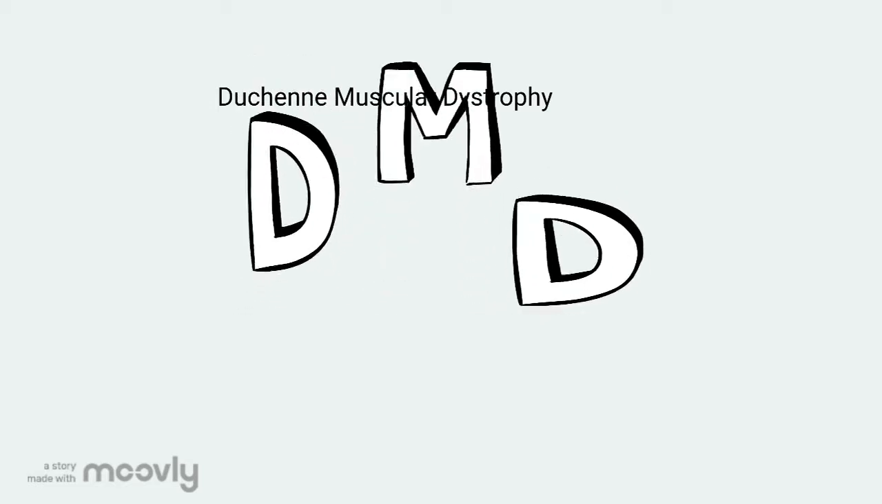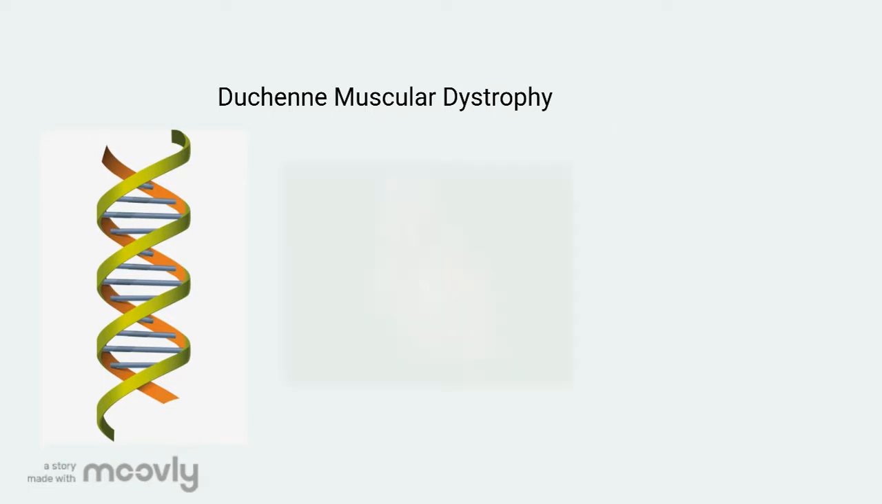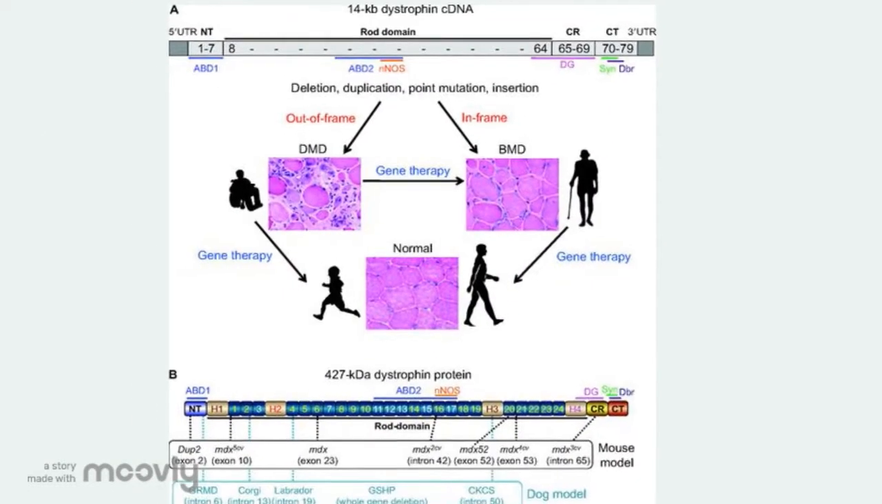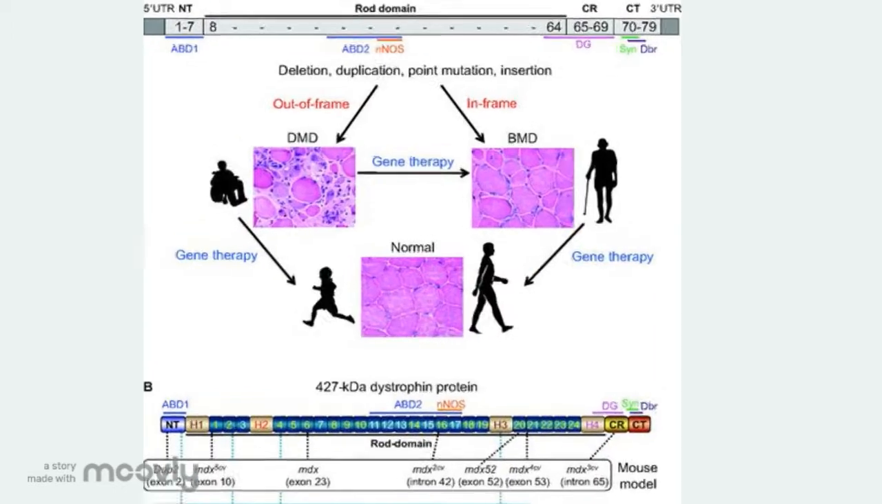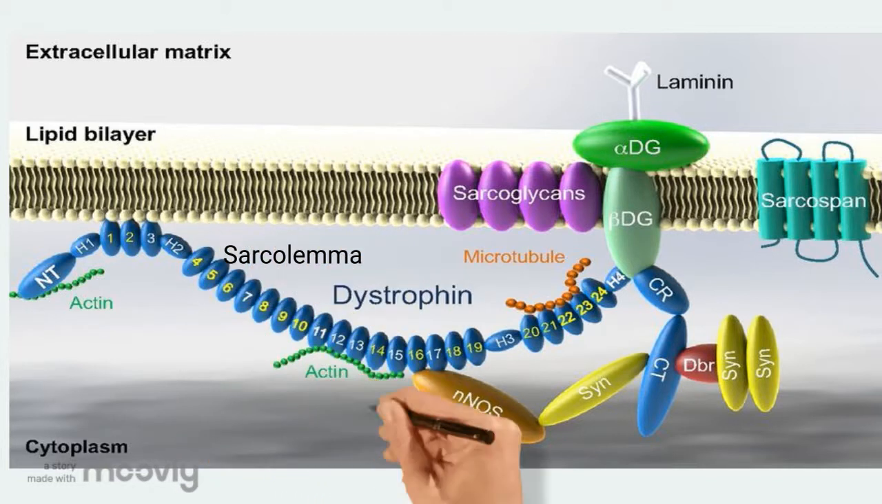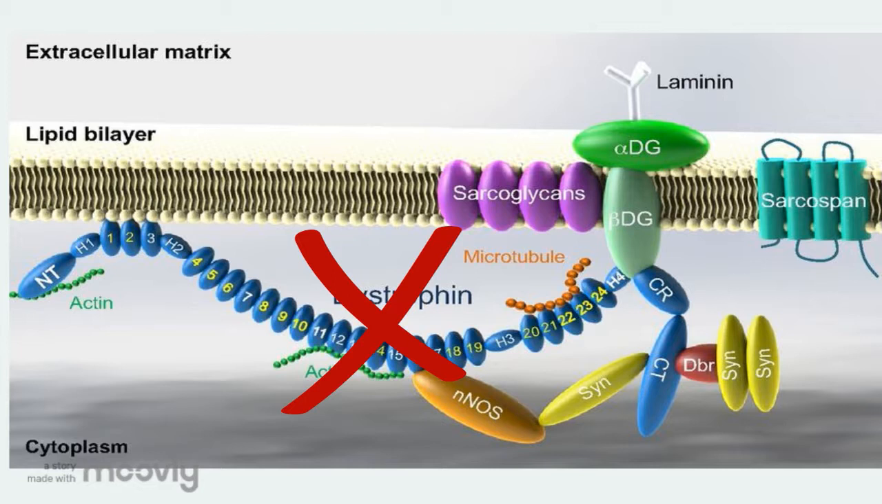Duchenne muscular dystrophy, commonly known as DMD, is a genetic disorder that results in progressive weakness and deterioration in skeletal and cardiac muscle. This disorder is due to a mutation in the DMD gene, which codes for dystrophin. Dystrophin is a rod-shaped protein that is used to form the dystrophin glycoprotein complex, which connects the sarcolemma to the extracellular matrix and prevents muscle injury during contraction. DMD is caused by a lack of dystrophin, which results in fragile muscle cells.